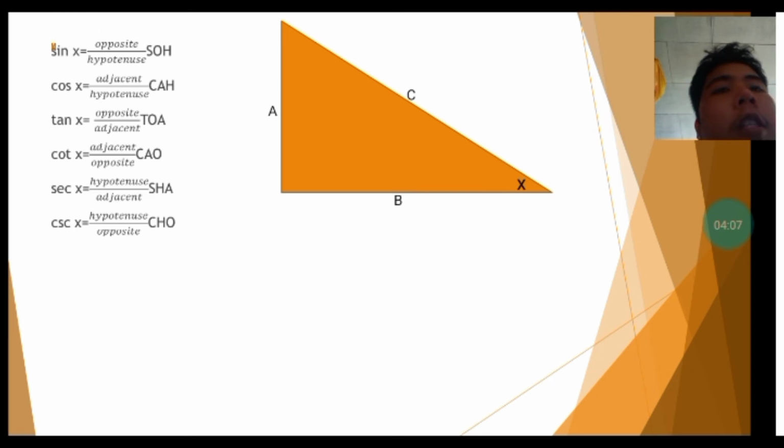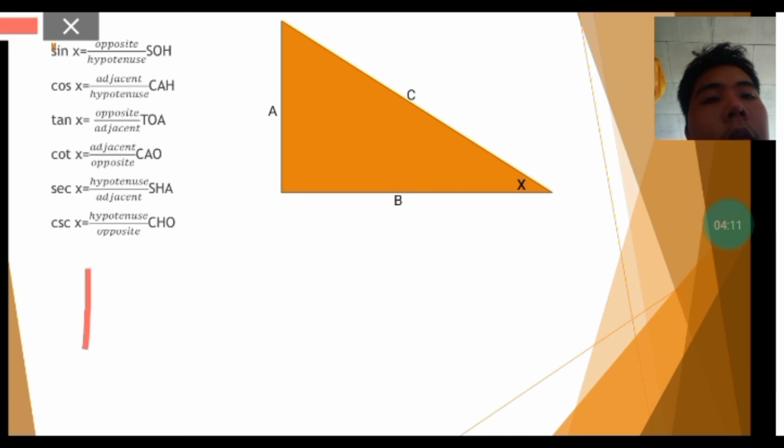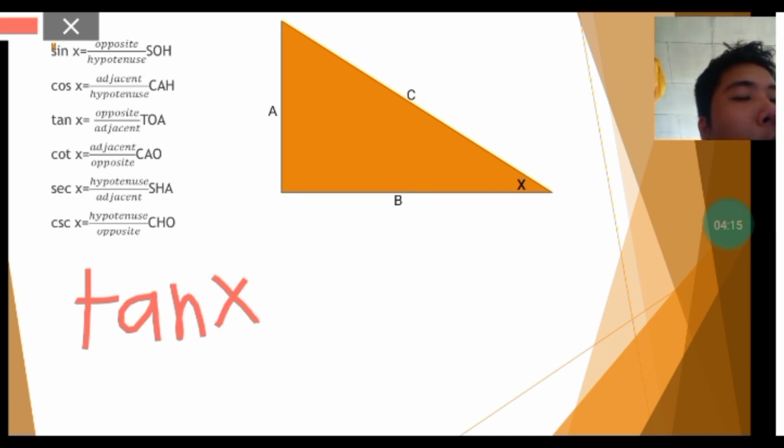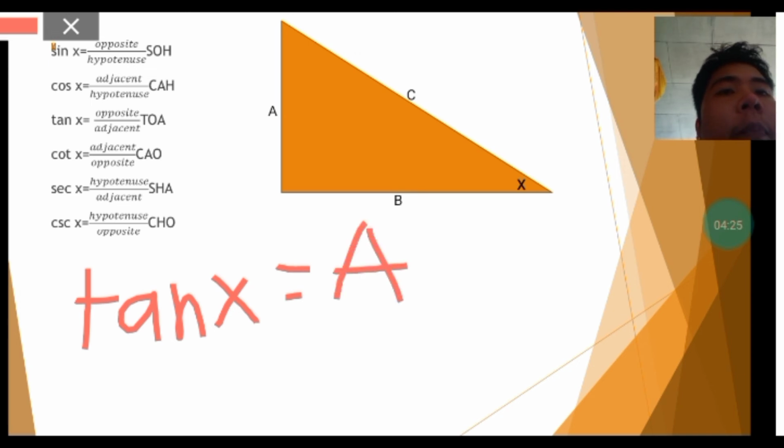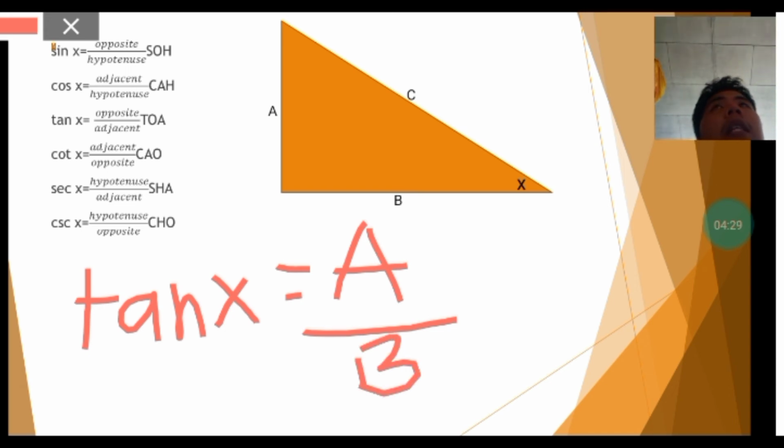Then if your teacher asks for the tangent, tan x, what is the trigonometric function of tan x? We have opposite over adjacent. What is the opposite of x? We have a. And what is the adjacent? We have b. So it is very easy.